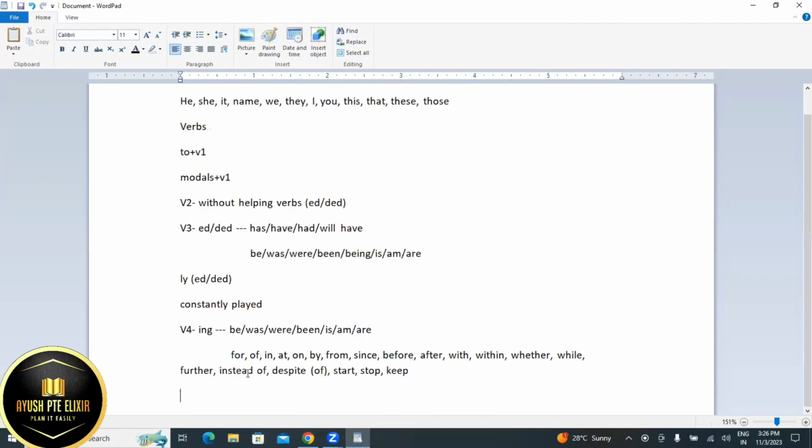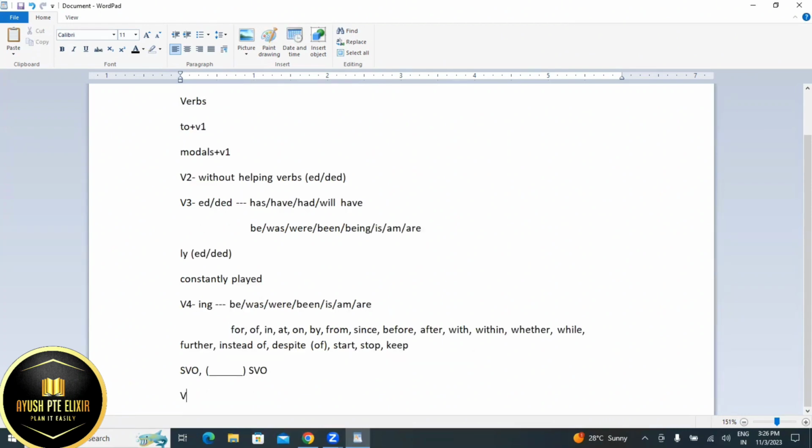So whenever you find a fourth form after a comma, suppose there is a sentence that looks like SVO and there is a comma, then there is a blank. After the blank there is whatever written, like SV or something. So mostly, if it's a noun, then it will be a fourth form of the verb that comes. I mean to say, after a comma, if you see a blank, then most probably it will be a fourth form of the verb with ing.